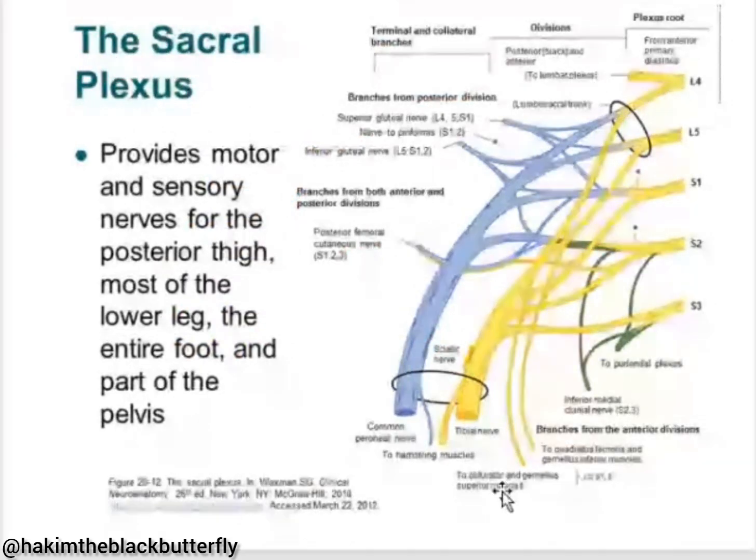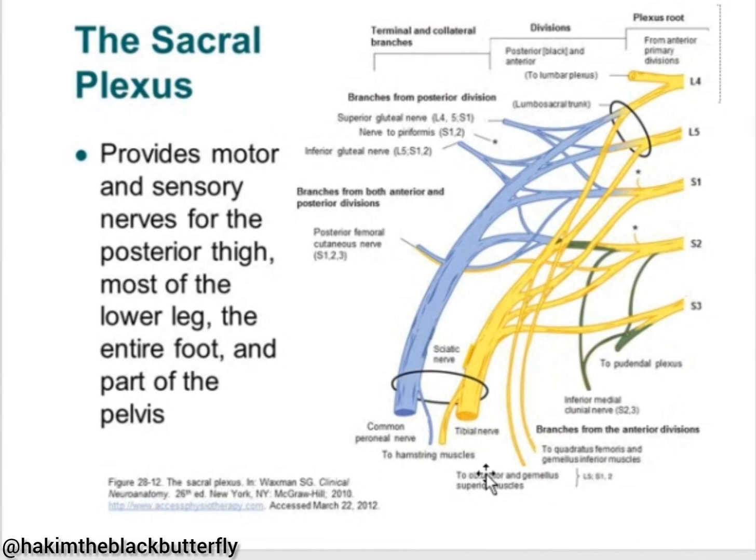So it also has its nerve there. The nerve which supplies gemellus superior, we are going to see that it also supplies the obturator internus. It's coming from the sacral plexus. And this nerve also must pass through the greater sciatic foramen from the pelvis to enter the gluteal region.